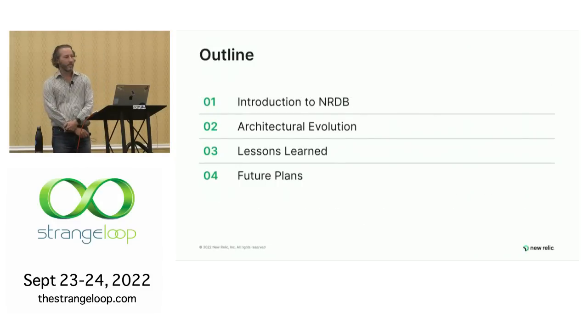So outline of what we're going to do, I'm going to just introduce the distributed database and what it is. We'll spend most of our time talking about how it has evolved over time. This is a system that's about 10 years old at this point. Some of the lessons that we've learned along the way, and then just a little bit about some of our future directions that we're planning on.